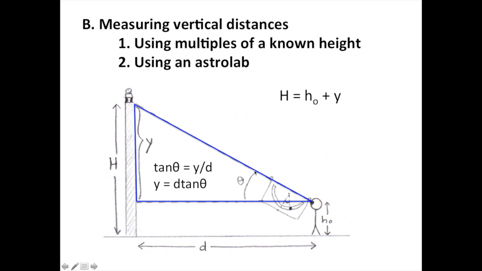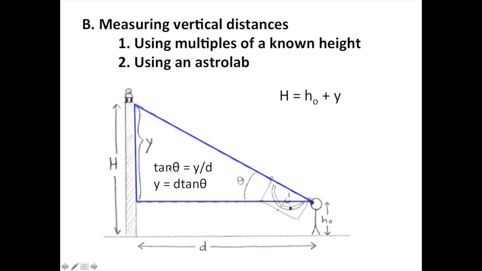Now that we have determined that this angle is theta, we are ready to figure out what y is, so this height here, in terms of other things that we know. Because we know that this side of the triangle is d, and that's something we can measure by pacing at the park. And we know the angle theta. We can get that reading from the Astrolabe.